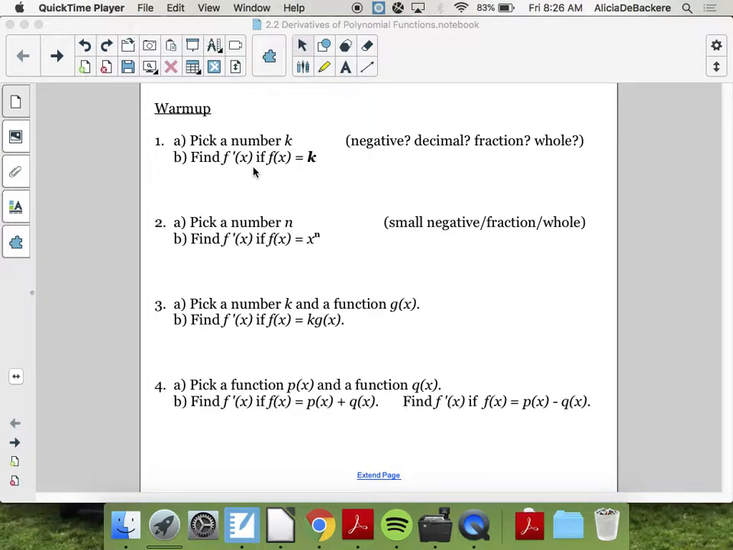And then number three, you're trying to pick a number k, that's going to be the coefficient in front of a function g at x that you know. So it could be like a number -3 in front of a g at x could be x cubed or something like that.